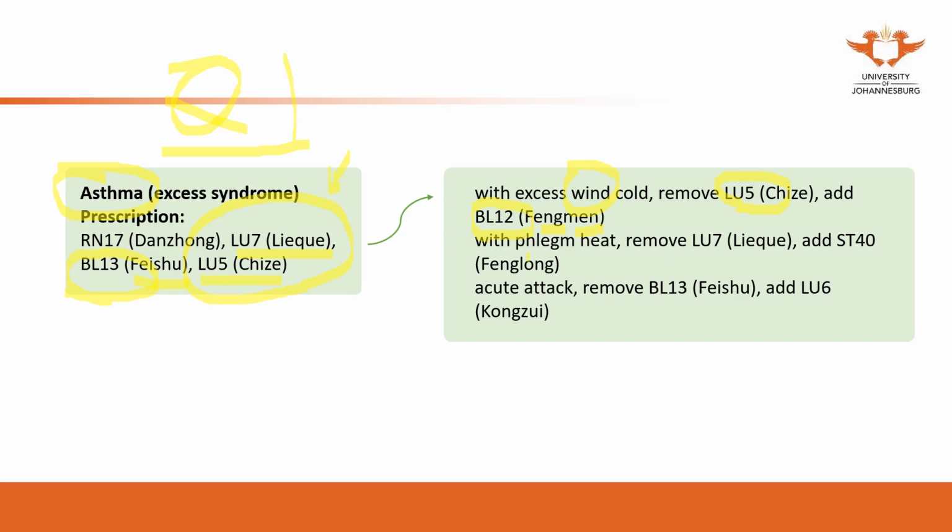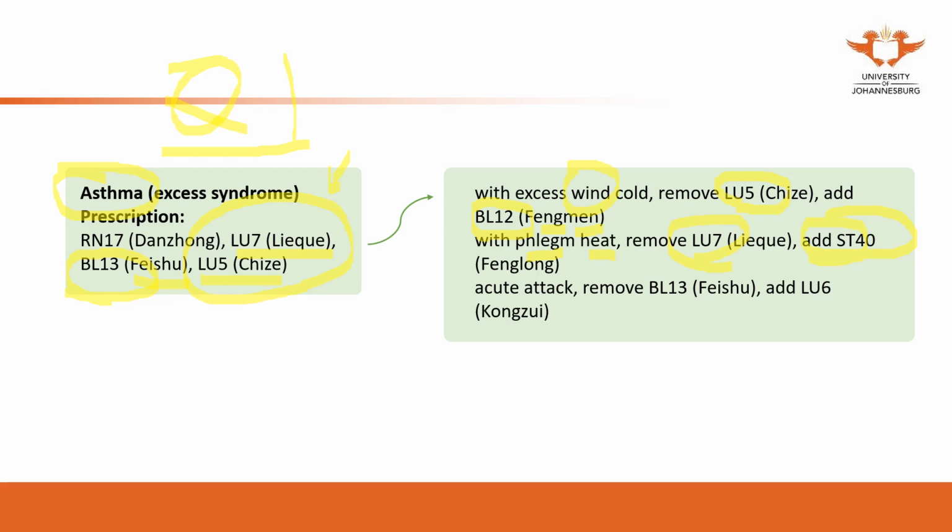With phlegm heat, the patient suffers from phlegm and heat, so the patient will present as coughing with yellow phlegm. I can remove Lung 7, I can add Stomach 40. Stomach 40 we have emphasized a few times. Stomach 40 is very useful for clearing the phlegm. This phlegm, no matter the physical phlegm or invisible phlegm, you can always use Stomach 40.